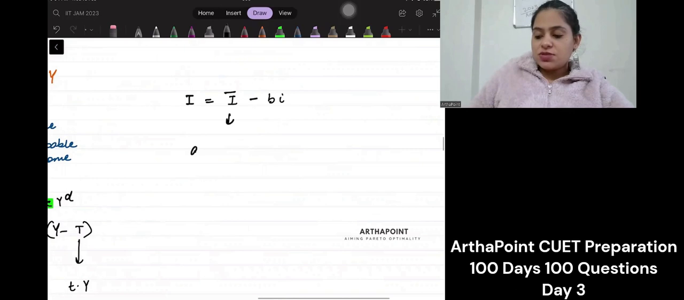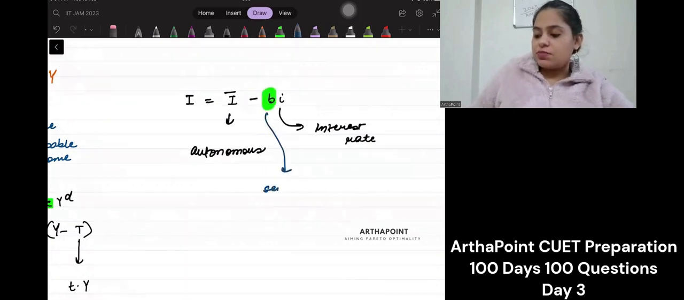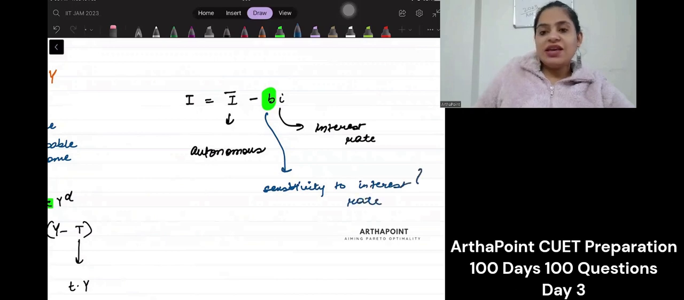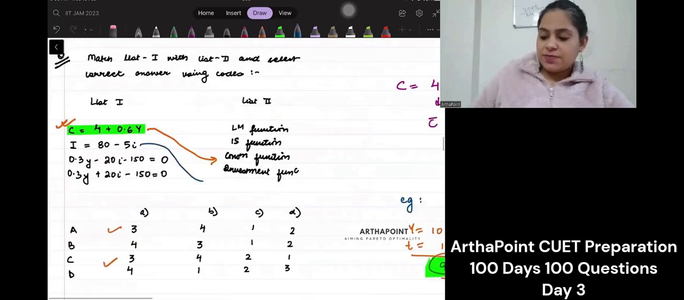This is autonomous investment. This is interest rate. Okay. This is how sensitive you are to interest rate. So sensitivity to interest rate. Usually in questions में कहीं एक जगह पे ट्रिक होगी. ठीक है? वो ट्रिक कहाँ है इसमें? ये वाला पार्ट इज फाइन.